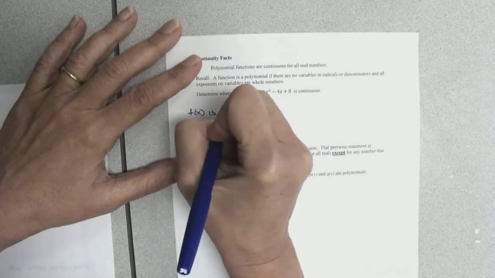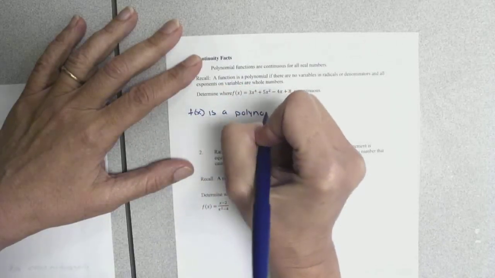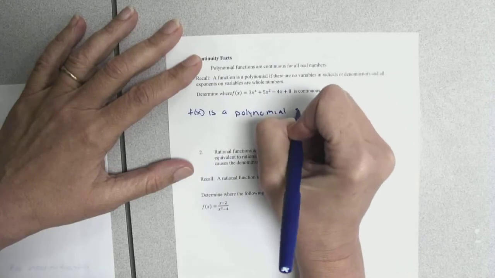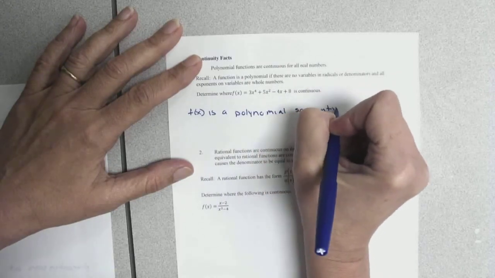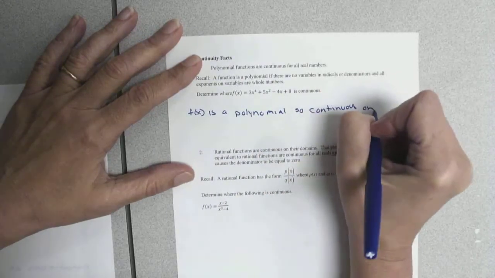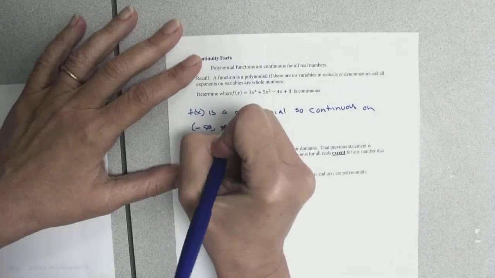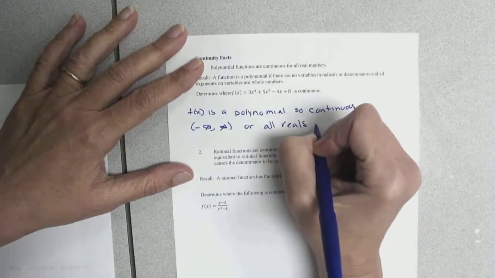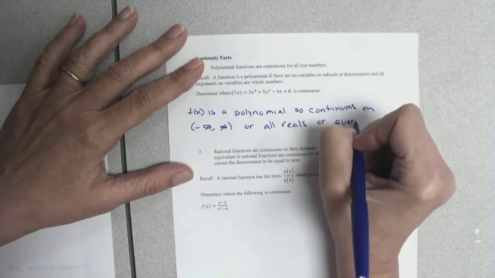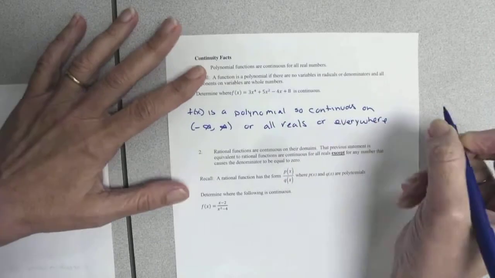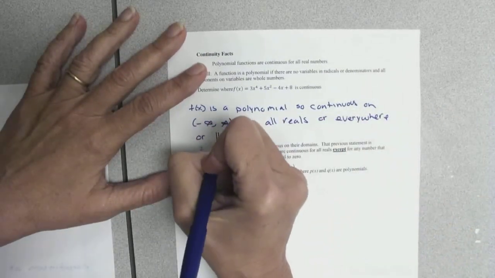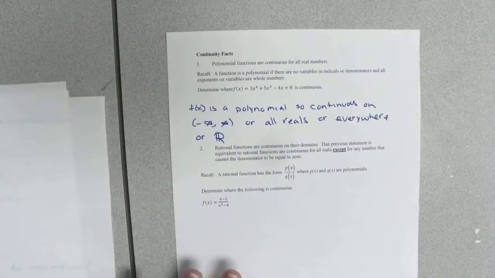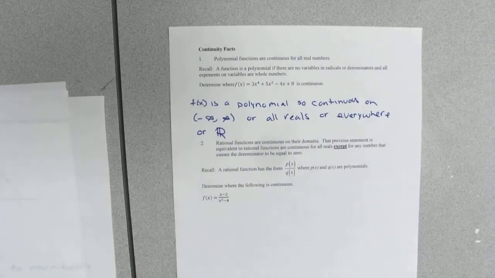F of x is a polynomial. So continuous on negative infinity to infinity, or you could just write all reals, or you could write, if you wanted to, everywhere. If you had a real old math teacher, there's this old script R thing, which stands for all real numbers. Just get your point across. It's a polynomial, so it's continuous everywhere.